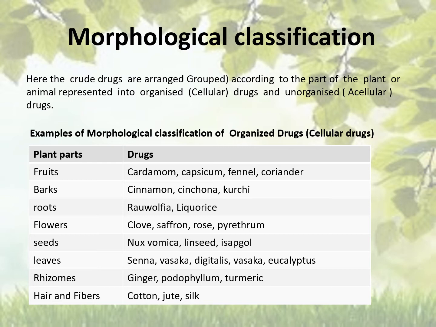According to morphological classification, organized drugs are further classified by the part of the plant, like leaves, roots, flowers, bark, etc. The medicinal plants whose fruits are used for medicinal purposes are grouped together. Example: cardamom, capsicum, fennel, coriander, etc. The plants whose bark part is used as medicine are put together. For example, cinnamon, cinchona, etc. Likewise for rhizome, flower, fruits, leaves, seeds and so on.